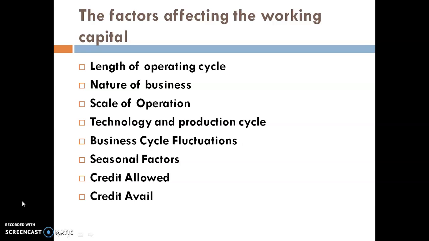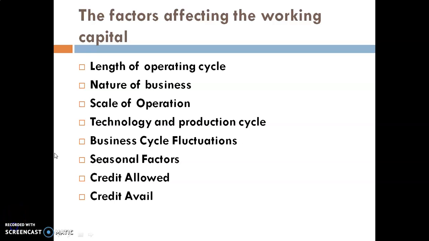Now in this video we will discuss the factors which affect the working capital. Before that you must know what working capital is. Working capital is the amount available with the company which it can readily use for day-to-day operations. So working capital is nothing but the capital which is available for day-to-day operations. Now we will see what factors affect the working capital.